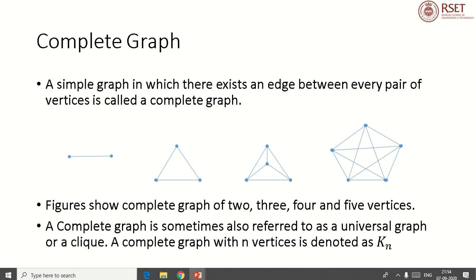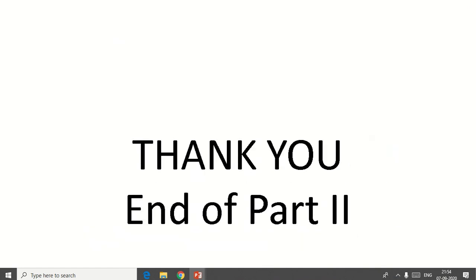Now we can define a complete graph. A simple graph in which there exists an edge between every pair of vertices is called a complete graph. The figure shows complete graphs of 2, 3, 4 and 5 vertices. A complete graph with n vertices is denoted as Kn. The first figure is K2, the second is K3, the third is K4 and the fourth one is K5. A complete graph is sometimes also referred to as a universal graph or a clique. With this, we complete part 2.